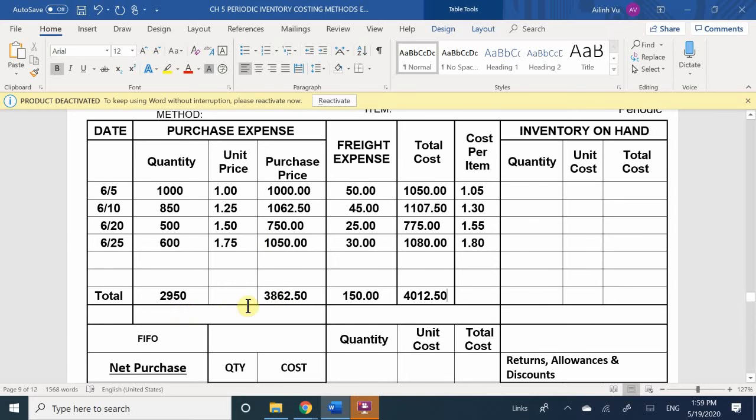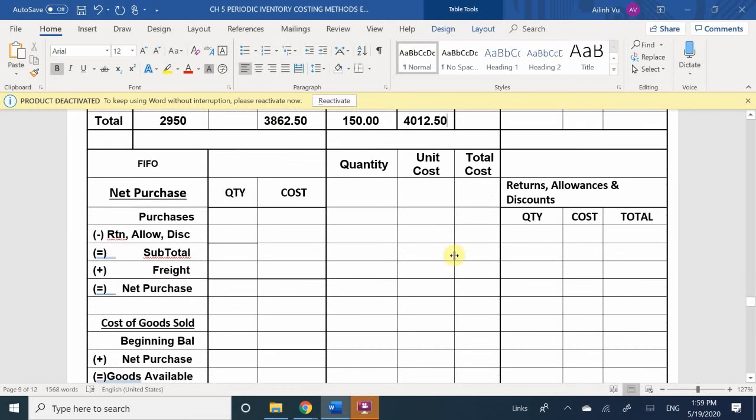Okay, good. So now that we finished solving for the bottom part, we can plug them into our little table here. How many items do we have total in purchases? 2,950. How much did it cost just for purchasing those items? $3,862.50. Do we have any returns? No. So then here you're going to add them together and get 2,950. The next one is $3,862.50 because we didn't add anything. Now, there are no items involved in freight, but how much was freight? $150. So we should get a grand total of 2,950 items, costing $4,012.50.